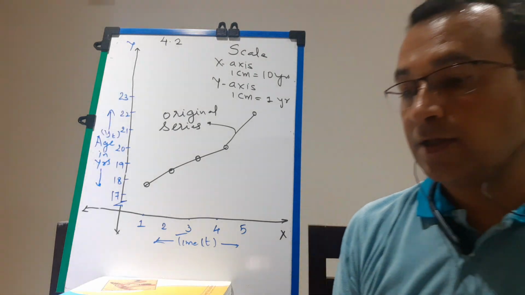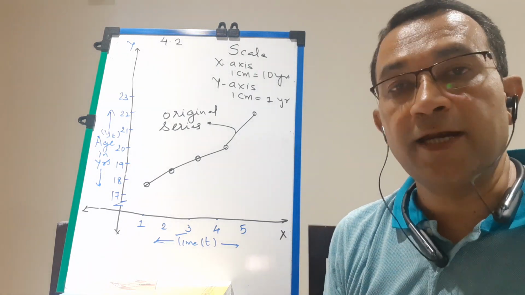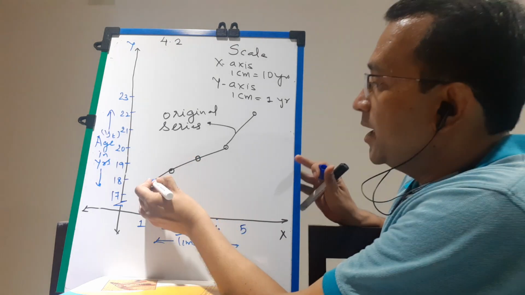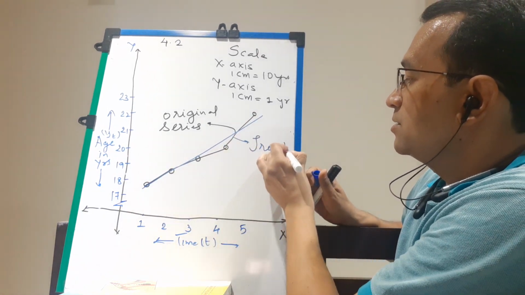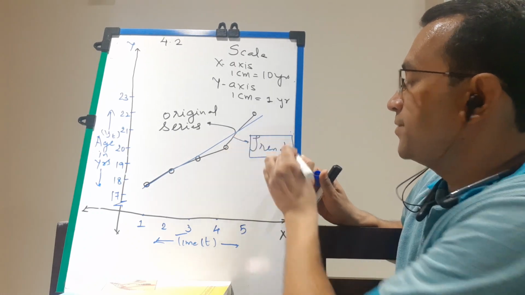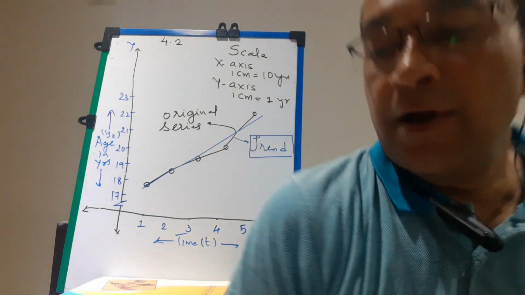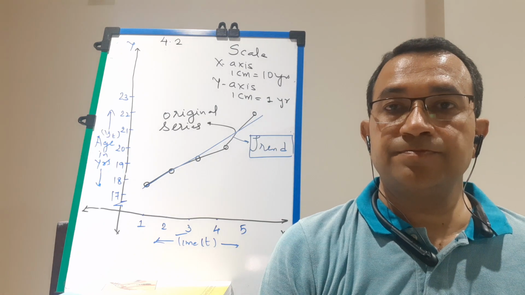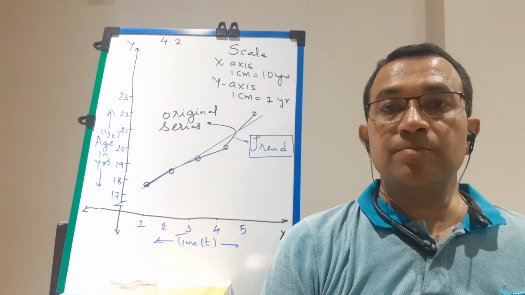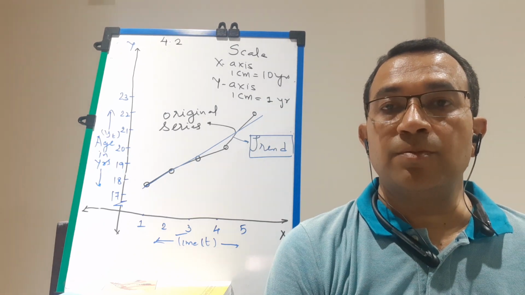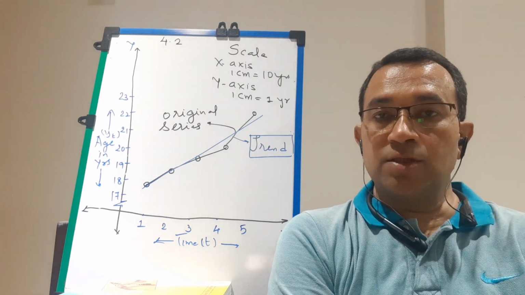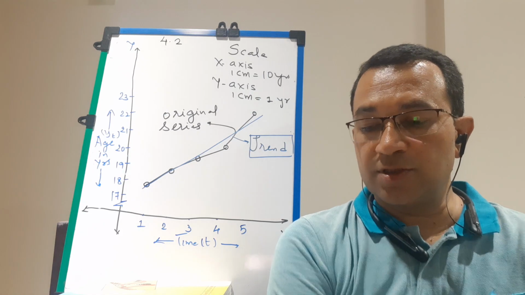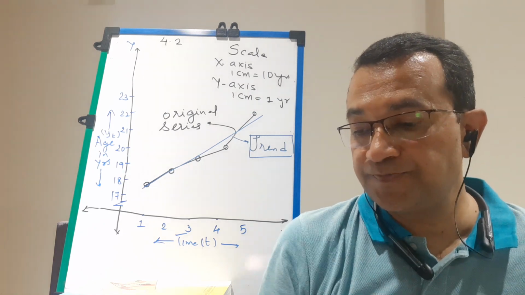And now students, we have to go by trend line. So let us draw a line like this. This is our trend. That's all, students. So this completes our sum, sum number 4 of exercise 4.2. Now I hope, students, all of you have understood this is not at all difficult.